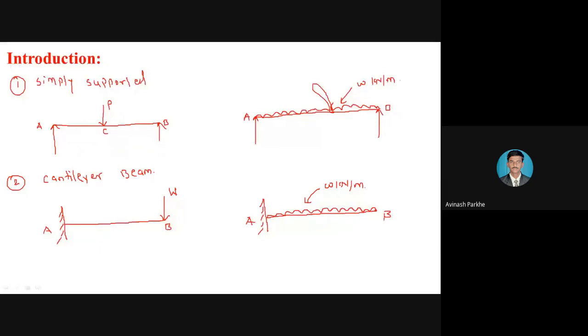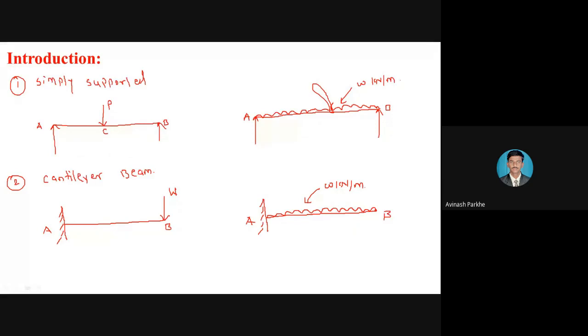So what is the first type of beam? Simply supported. In a simply supported beam, there are only two standard conditions. The first one is a simply supported beam subjected to the point load at the center. So if you go through figure number 1, the beam is supported at point A, the beam is supported at point B, and at the center point, one point load is applied.